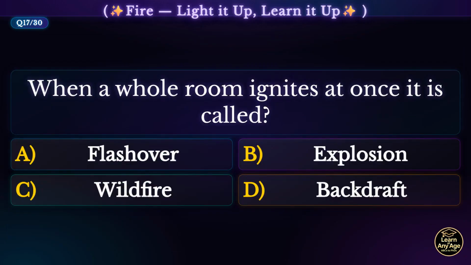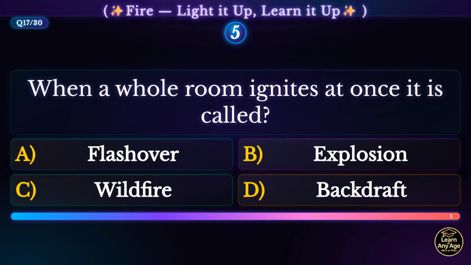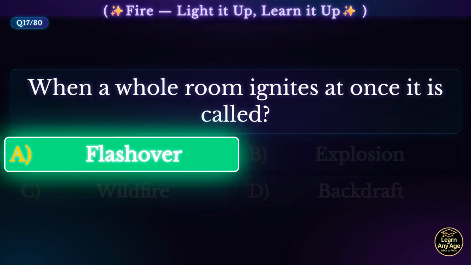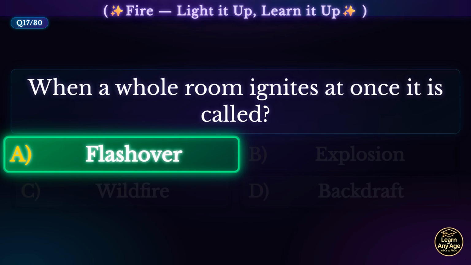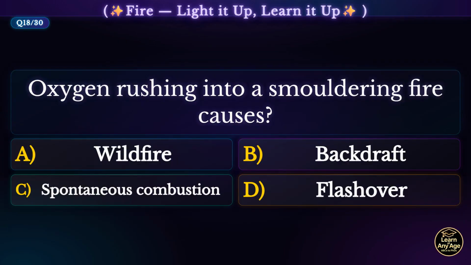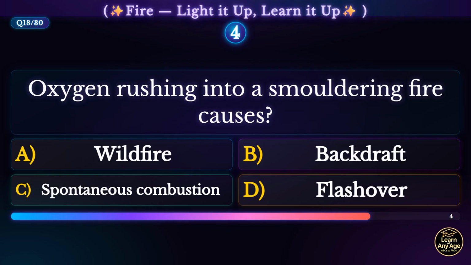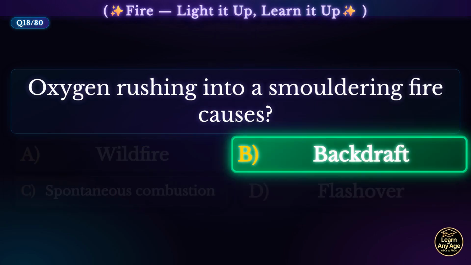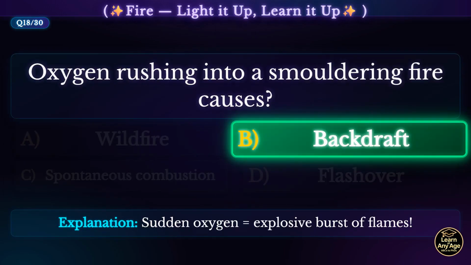When a whole room ignites at once, it is called? Flashover. All surfaces hit ignition temperature simultaneously. Oxygen rushing into a smoldering fire causes? Backdraft. Sudden oxygen equals explosive burst of flames.